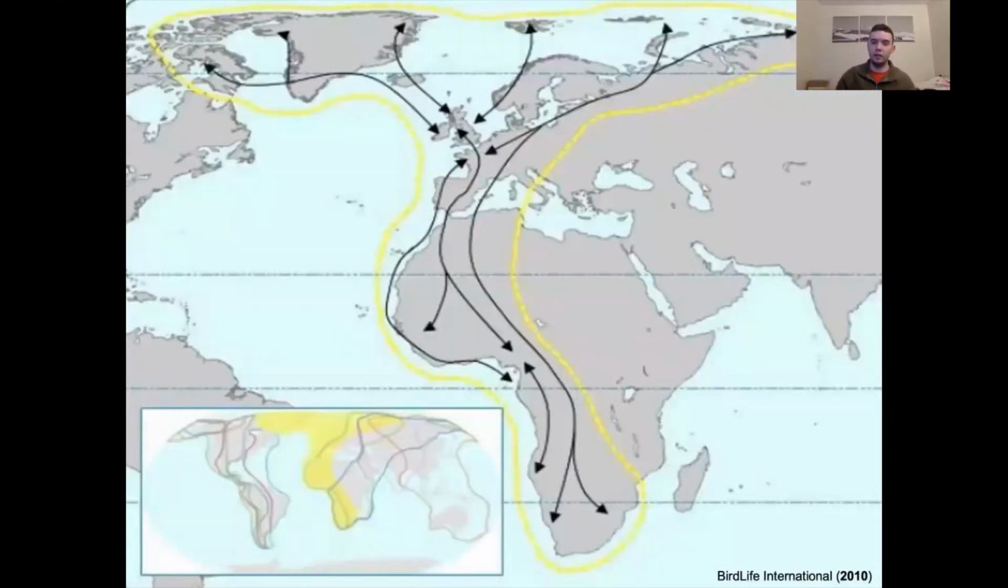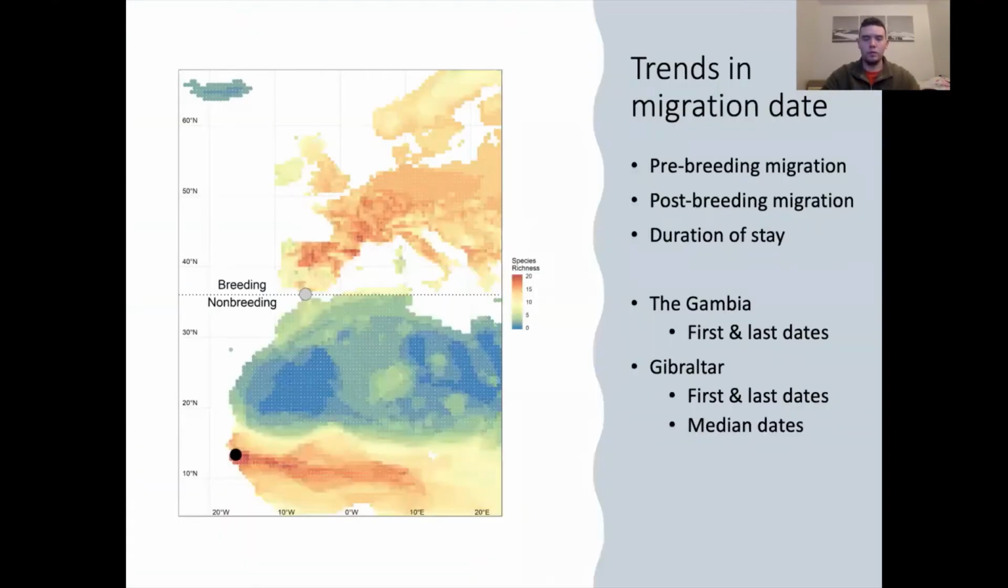And hopefully by taking those two sites together, we should be able to build up a picture of the timing of migration for species that migrate along the East Atlantic flyway that you can see highlighted in yellow here. So species breeding all across the Western Palearctic and migrating down the western side of Africa to their non-breeding grounds for the winter. So we wanted to look at trends in migration date, both pre-breeding migration, migration after breeding, and also then we could take those and mash them together to look at how long a species had stayed both in the breeding grounds and in the non-breeding grounds.